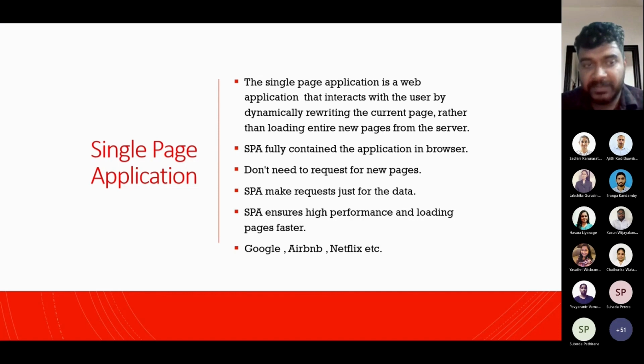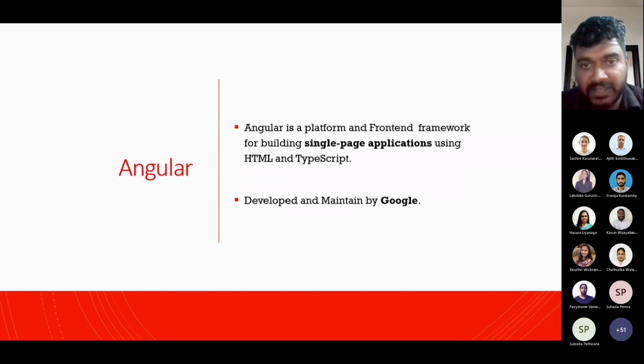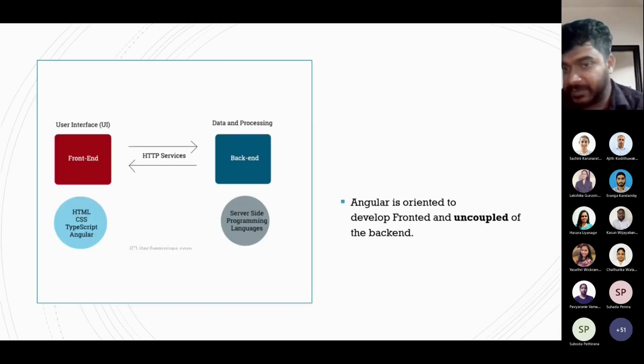Nowadays, we can see many single page applications in the real world, like Google, Facebook, Airbnb, Netflix, and many more. Okay, now we can move to Angular. Angular is a platform and front-end framework for building single page applications using HTML, CSS, and TypeScript. It is developed and maintained by Google. Angular is oriented to front-end development and is uncoupled from the back end. So you can select any back end, whether Java, C# with .NET, or another popular tech stack like the MEAN stack: Mongo, ExpressJS, and Node with Angular. So there is no tight coupling with the back end when using Angular as the front end.